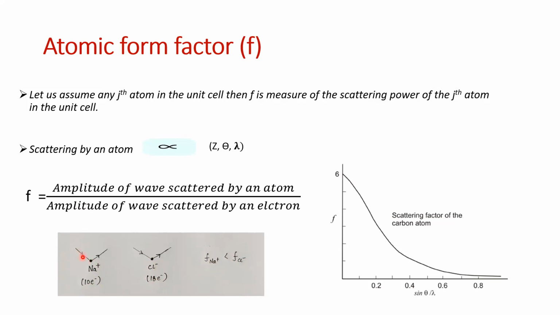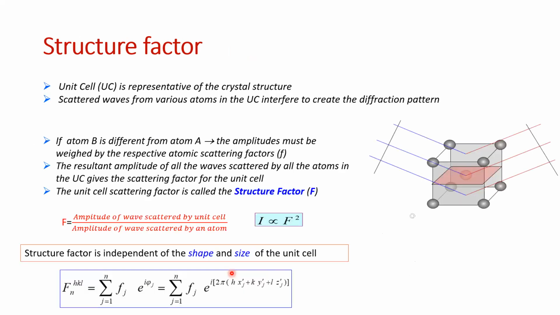So light is diffracted from the electrons of Na plus, and in the other case, light is diffracted from the electrons of chlorine. So the atomic form factor depends upon the number of electrons. In the case of chlorine, the number of electrons is 18, and in the case of sodium, the number of electrons is 10. So the atomic form factor for chlorine is greater than the atomic form factor of Na plus.